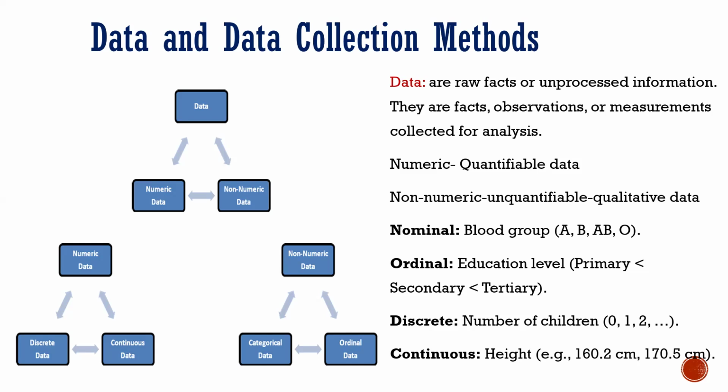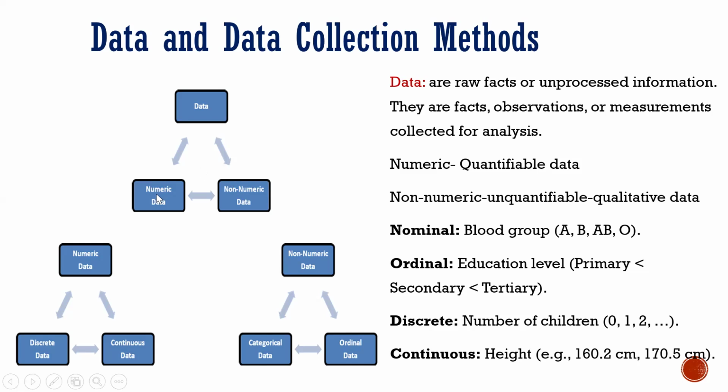Now, non-numerical data are those data that are not quantifiable. They are called qualitative data because they don't have a particular numerical value attached to them. They are called non-numerical data.